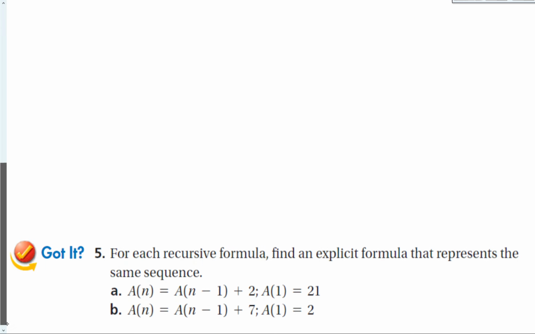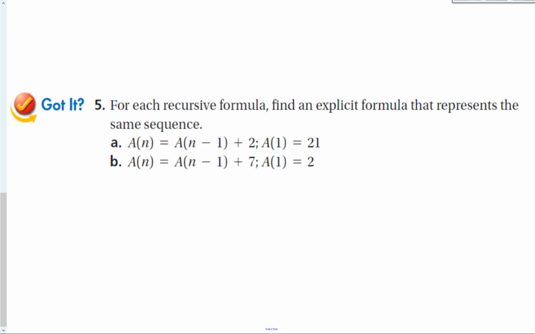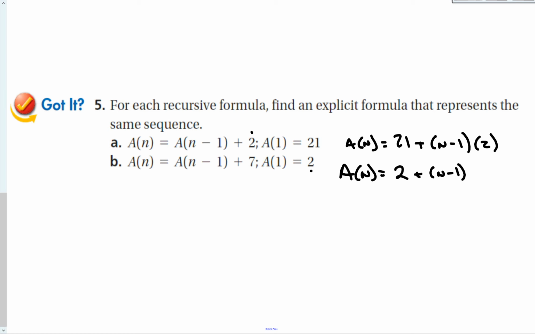Got a problem? Okay, for these two, same thing. So we have a of n is going to be equal to the first term, 21, plus n minus 1 times the common difference, which is 2. And for the second one, part B, we have a of n is going to be equal to 2, the first term, plus n minus 1 times 7, my common difference.